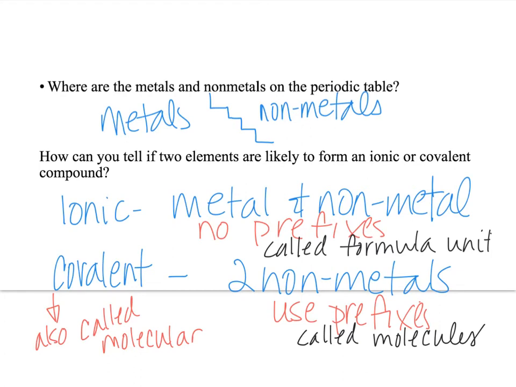the test. And then also by now you should know, how can you tell if two elements are likely to form an ionic or a covalent? Remember, ionics between a metal and a nonmetal, we don't use prefixes, we call those formula units. A covalent bond, which we also call molecular compounds, is two nonmetals. We use prefixes, mono, di, tri, etc., and we call those molecules. So please make sure you know that.